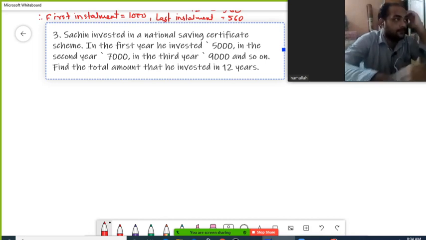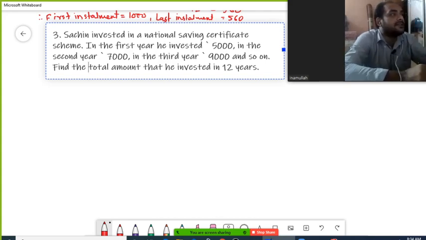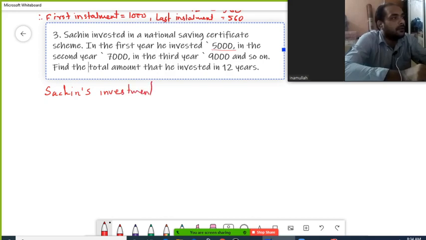Yes. This is question number 3. Sachin invested in a national savings certificate scheme. In the first year he invested rupees 5000. So Sachin's investment, first we will write, is actually in arithmetic progression. In the first year he invested rupees 5000, right? In second year he invested rupees 7000. In third year he invested rupees 9000.